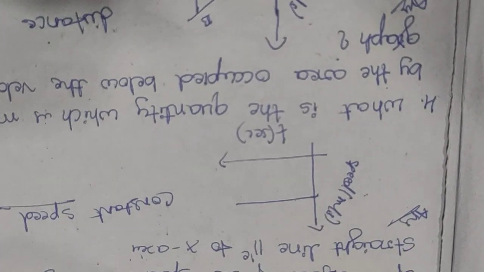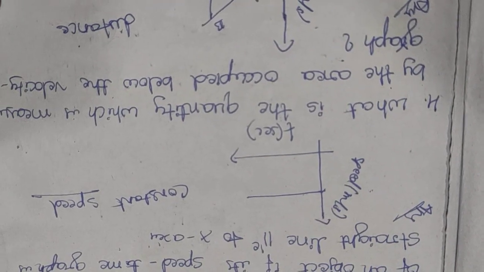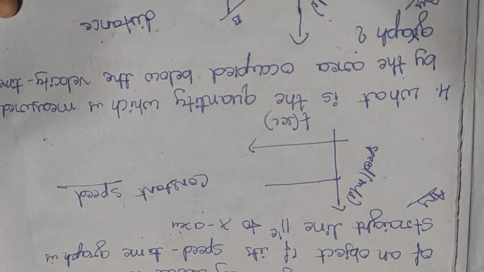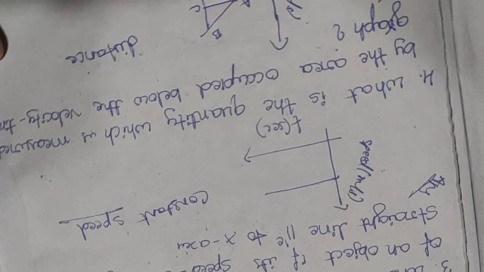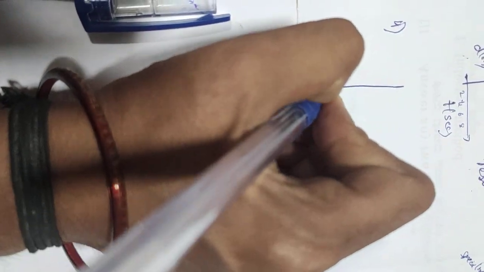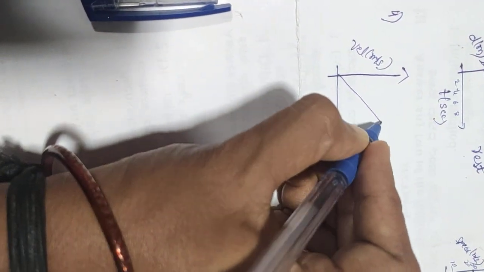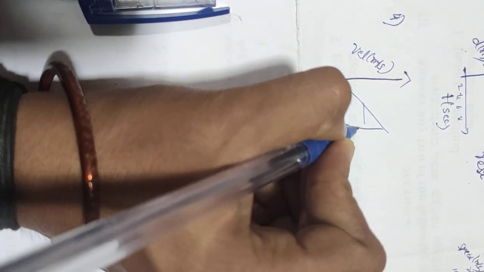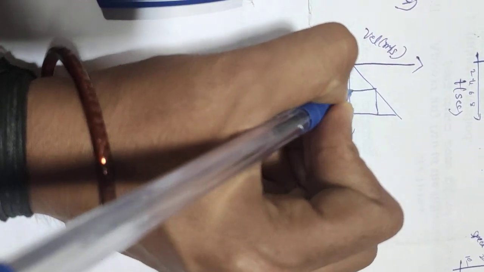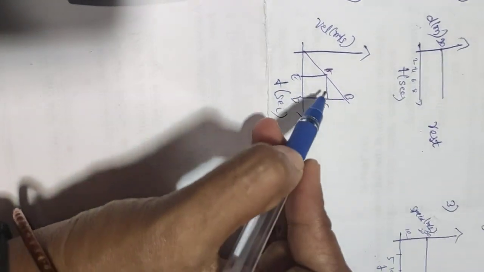So the last in-text question: what is the quantity measured by the area occupied below the velocity-time graph? Here they are asking what you can find out from the given graph using the particular area. In the given graph, time is in seconds and velocity is in meters per second. The graph looks like A, B, C, D, E. Here that particular area is occupied by the object.